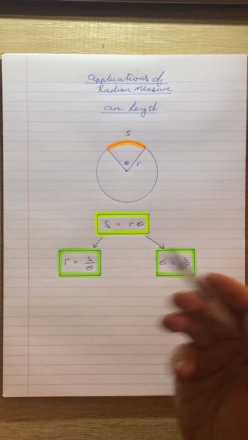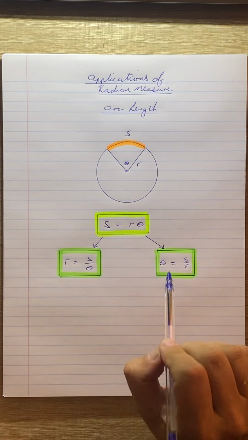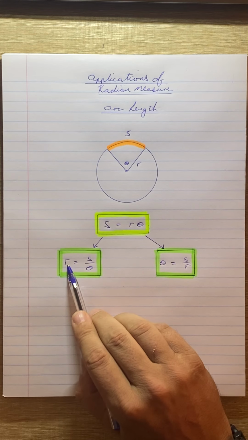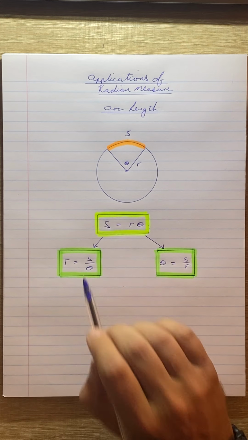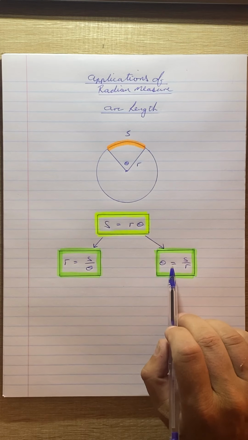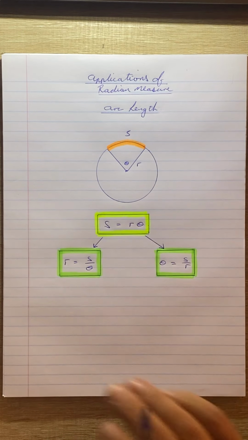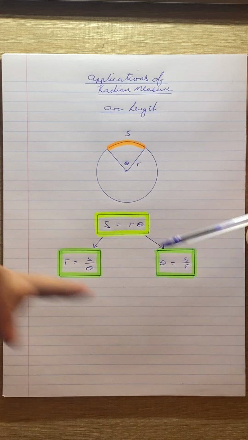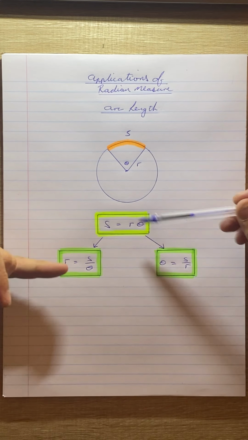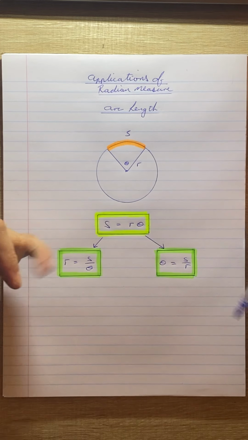Okay. Now from this, obviously we can get two other formulas. We can work out what R is, which would be equal to S over theta, and then theta, which will be equal to S over R. Okay, now the one in the yellow is given to you on a formula sheet. These other two aren't, but I mean you can just derive them from this one over here.